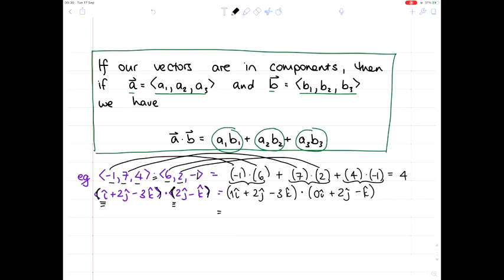I'm going to take this 1 times 0 plus 2 times 2 plus minus 3 times minus 1. So this term is 0, this term is 4, and this term is 3, so we get a total of 7. So we've really looked at three different expressions for vectors and how to calculate the dot product. And which one you use will depend on the particular scenario that you're working on.